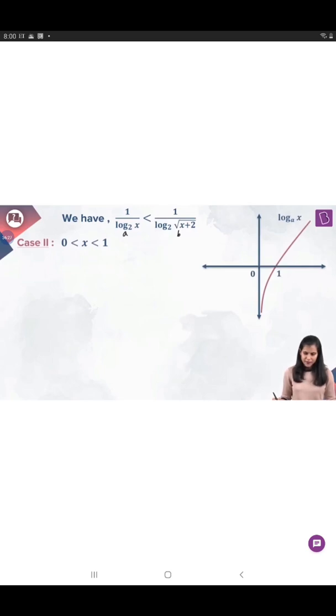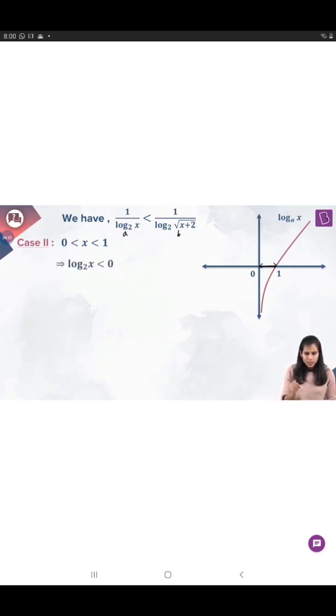Now, let's solve the same inequality corresponding to case 2. That means when x is strictly sandwiched between 0 and 1. Now see, again, this is my A, and this is my B. See, if x is sandwiched between 0 and 1, that means log x to the base 2 is strictly less than 0. That means I'm getting my A is negative for sure. If A is negative, that means 1 by A is also negative.